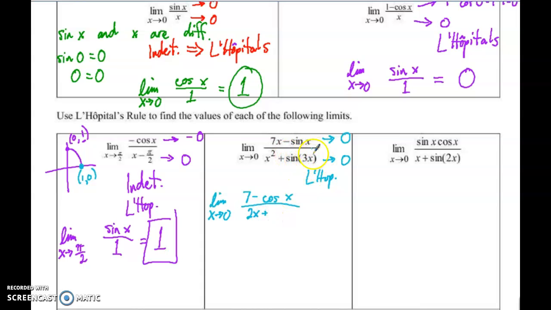Now this is the chain rule. The derivative of sine is cosine. You leave 3x alone, but then the derivative of 3x. So now we can actually plug in with direct substitution. Cosine of 0 is 1, so 7 minus 1 on top. 2 times 0 is still 0. Cosine of 0 is still 1, and 3 times 1 will give me 3. And I guess 3 plus 0 is still 3. And 6 divided by 3, you get an answer of 2.